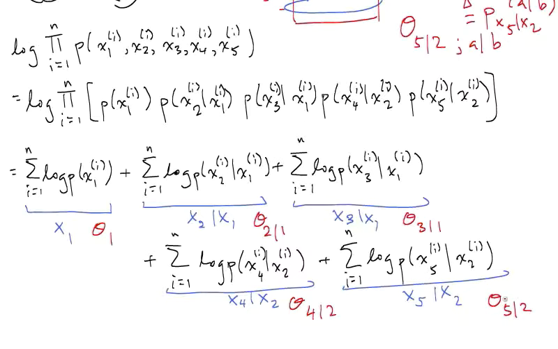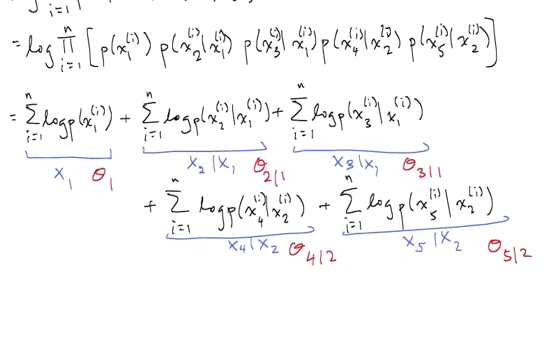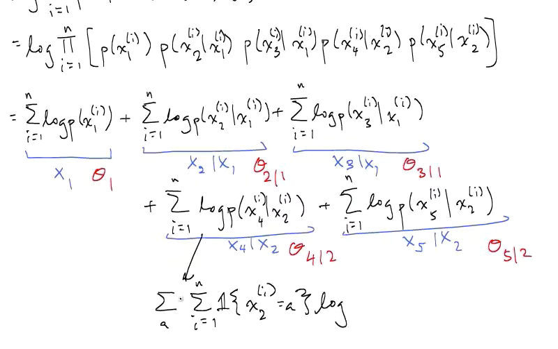Okay, and as a reminder, this piece, for example, can be written as sum over all possible a that x2 can take on, and we're going to sum over all the training data for the indicator value for x2 of i being equal to a times log, so this whole thing, times log of p x4 of i given a.